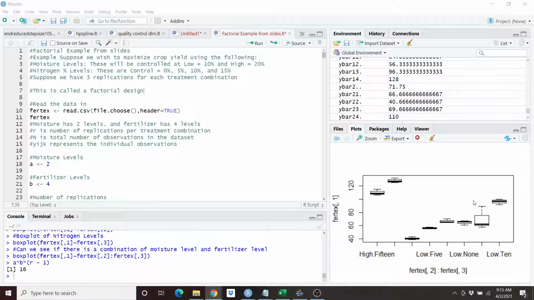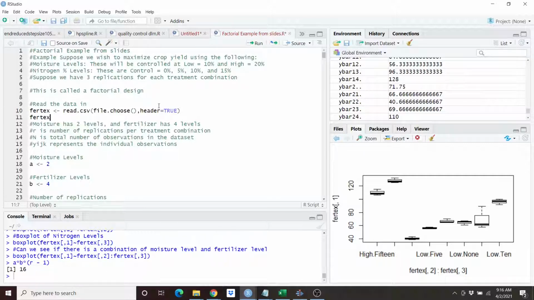However, suppose now that we're interested in moisture levels and nitrogen levels, and we want to see how these impact crop yield. So perhaps we would like to maximize crop yield, and we want to use moisture levels that we are controlling at a low level, which is perhaps 10%, and a high level, which is perhaps 20%. But we also have these nitrogen percentage levels in our fertilizer. And so we've got a control of 0%, and then we're going to apply 5%, 10%, and 15% nitrogen respectively. Also, suppose we have 3 replications for each treatment combination. And we're going to call this a factorial design.